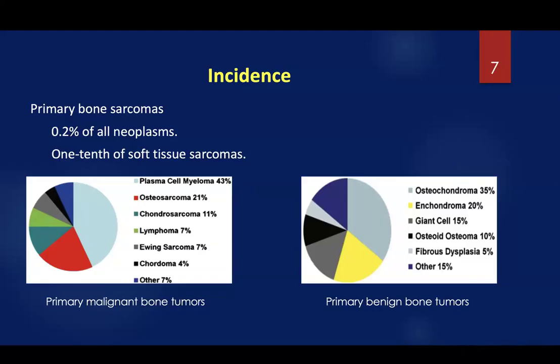And soft tissue sarcomas are about 10 times more common than primary bone cancers. I can tell you the commonest primary bone tumor overall is plasma cell myeloma. And there are other primary bone tumors like osteosarcoma, chondrosarcoma, primary bone lymphoma, and other tumors. While benign tumors are much more common, and these are common tumors that you can see in your clinic.